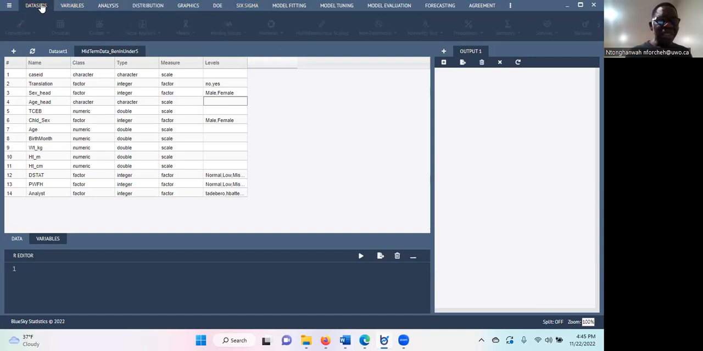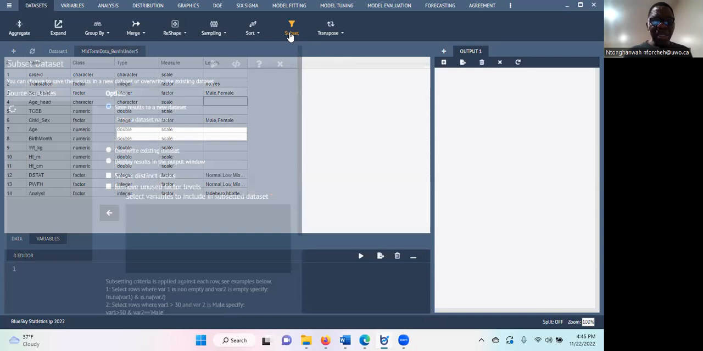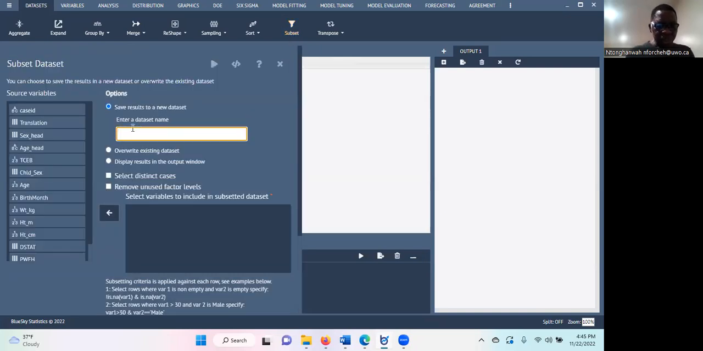So we'll go to data sets. We're taking a subset of the data sets. Now we can see a new menu which includes subset. So in here, let's take boys 12 months. Let's call it boys 12 months. I'm only interested in taking, let's take the weight in kilograms and the height in centimeters.